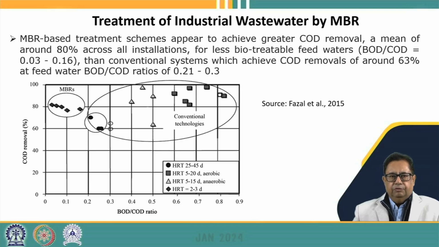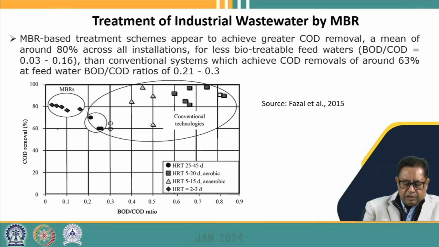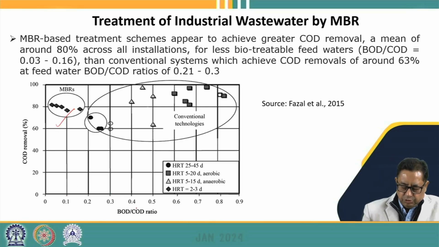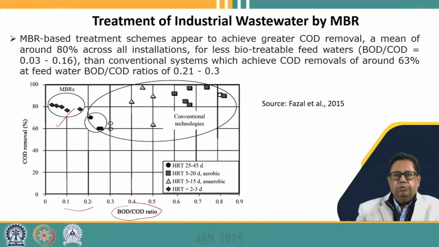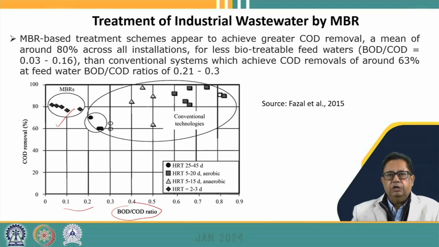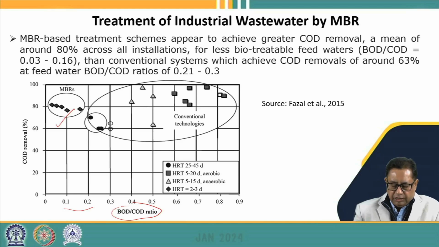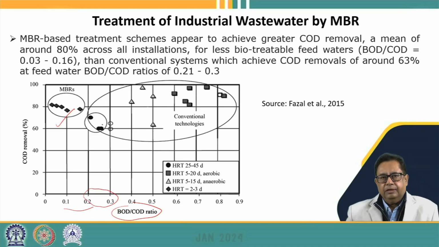So here we can see that MBRs are very efficient in removal of COD, even at a BOD by COD ratio of around 0.1 to 0.2, and we can achieve nearly 80% COD removal by using membrane bioreactors. Whereas in the conventional technologies, at a ratio of around 0.2 to 0.3, we can only attain a COD removal efficiency of nearly 60%.